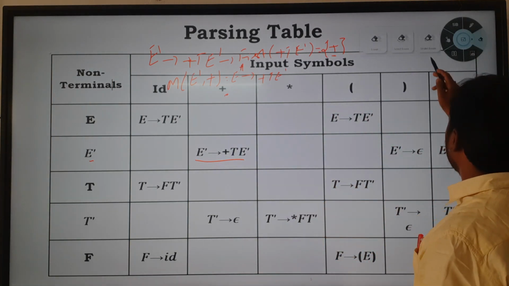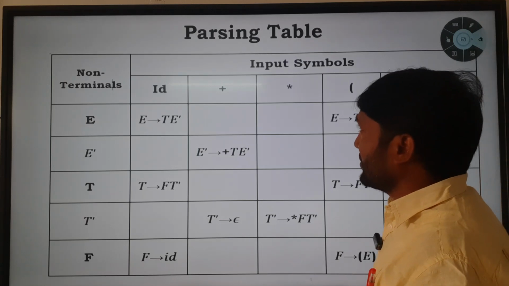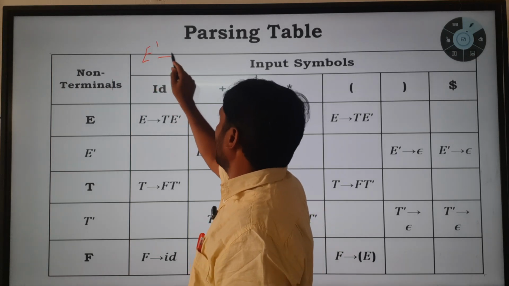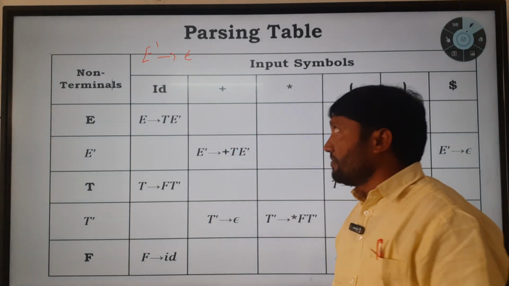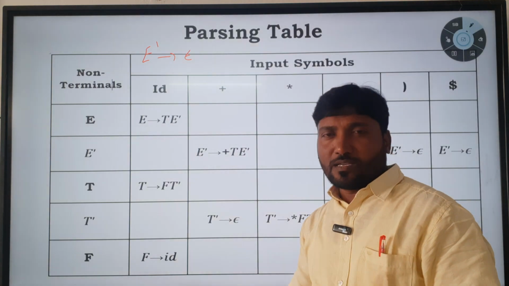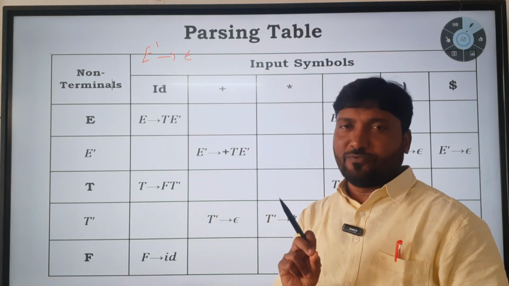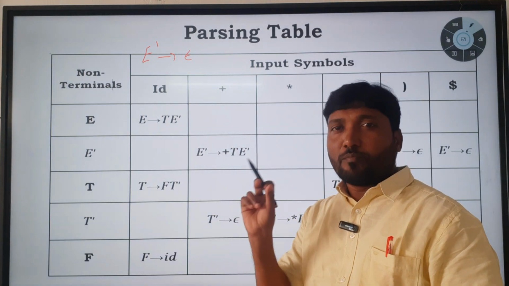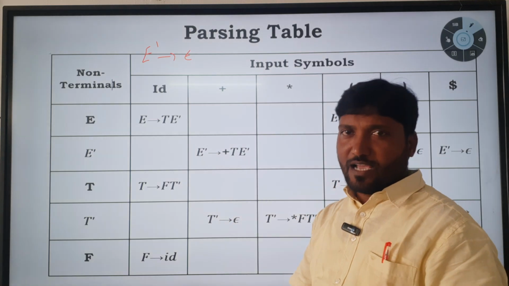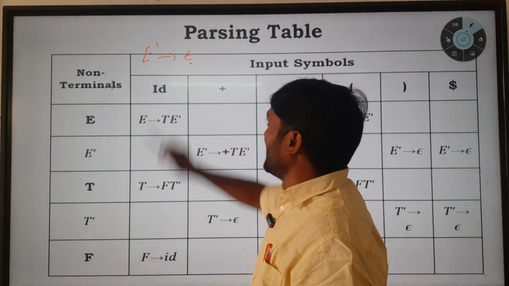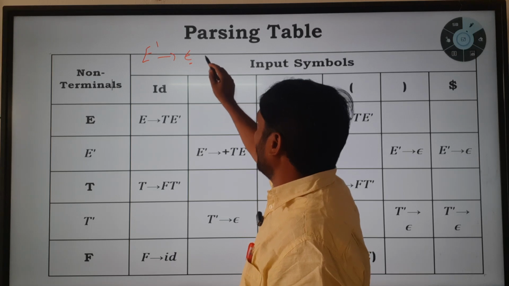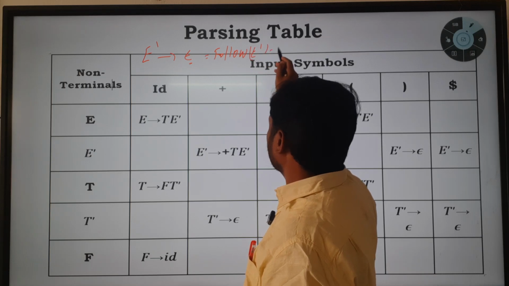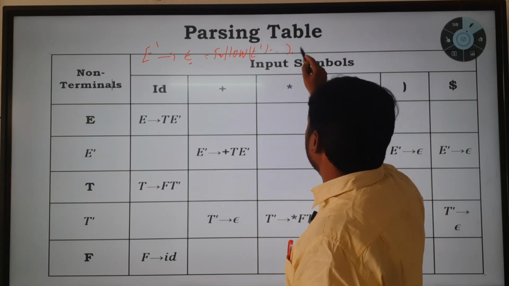And there is one more production for E dash, that is E dash derives epsilon. Now we are going to apply the second rule. What is the second rule? If epsilon is in first of alpha, then create the entry A comma b equals A derives alpha, where b must be taken from follow of A. Now we take the follow of E dash, which equals close bracket and dollar.